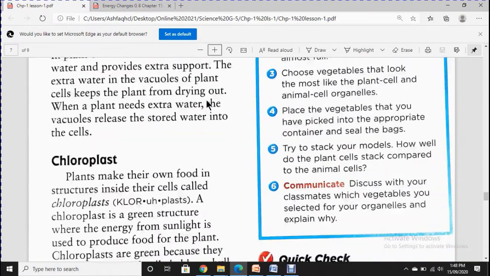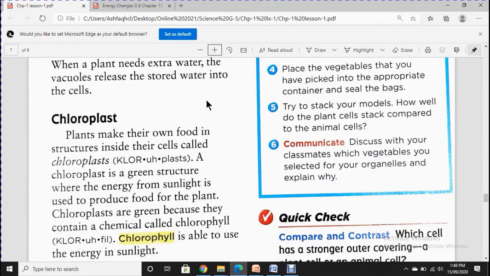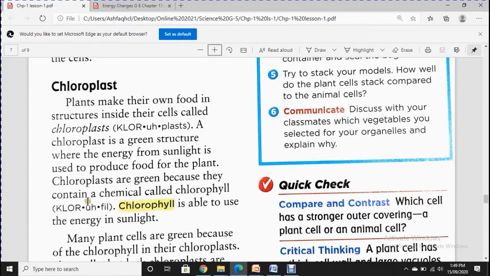Okay. The last organelle that is present in a plant cell is the chloroplast. Plants make their own food in structures inside their cells called chloroplasts. A chloroplast is a green structure where the energy from sunlight is used to produce food for the plant. Chloroplasts are green because they contain a chemical called chlorophyll. So chlorophyll is able to use the energy in sunlight.